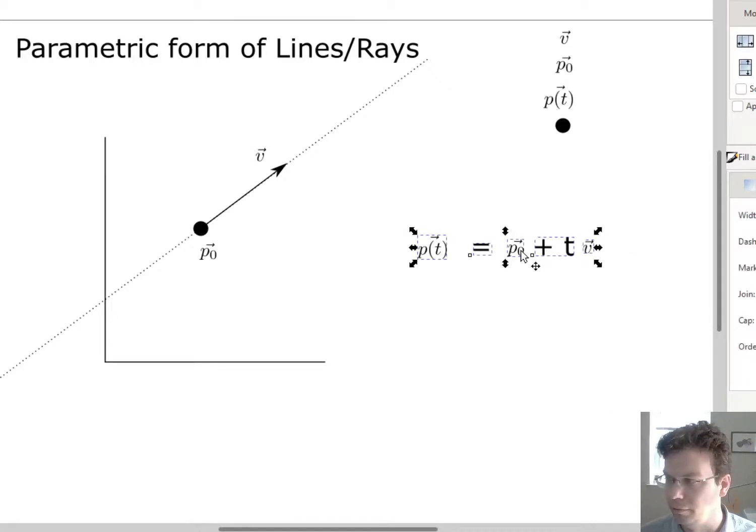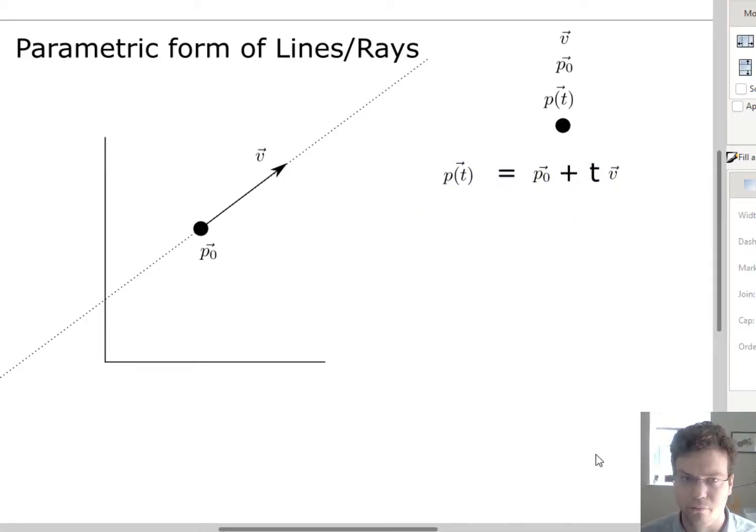So here's the equation. So this is our equation for the parametric form of lines. P of T is equal to P0 plus TV. Okay, so remember that. That's going to come up over and over again.